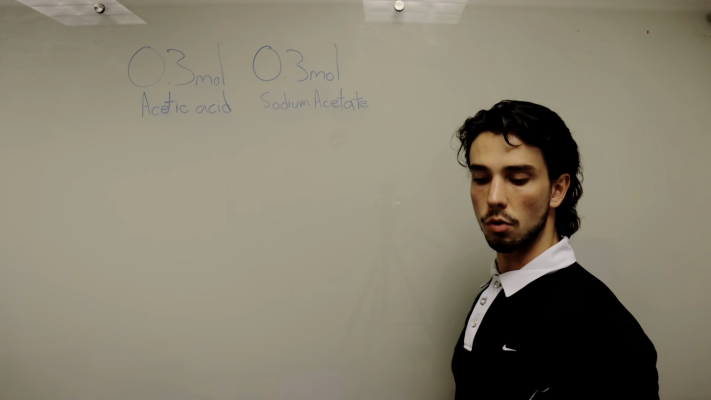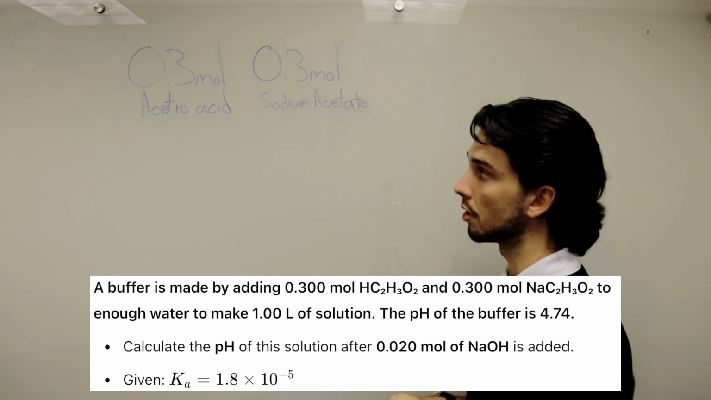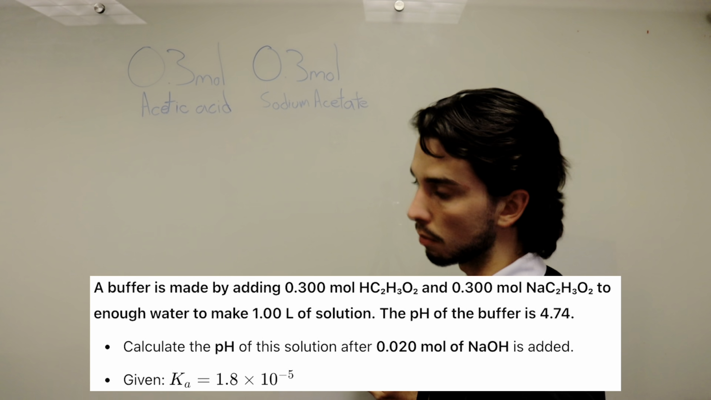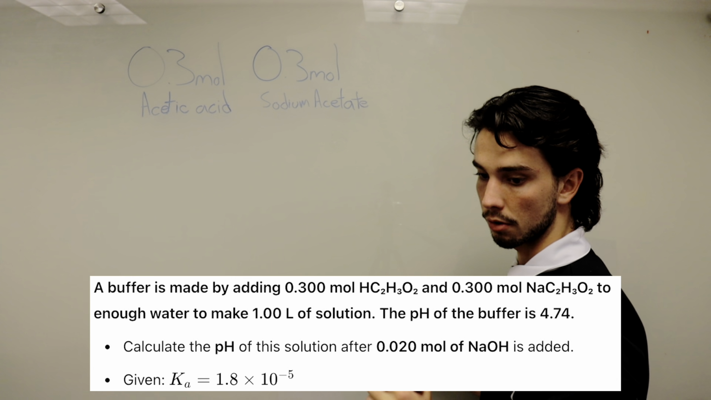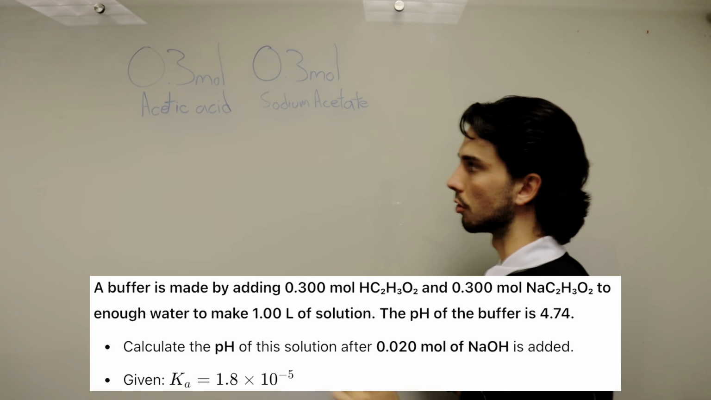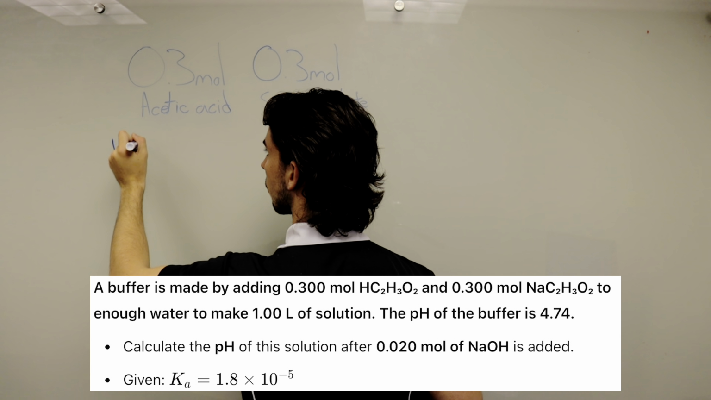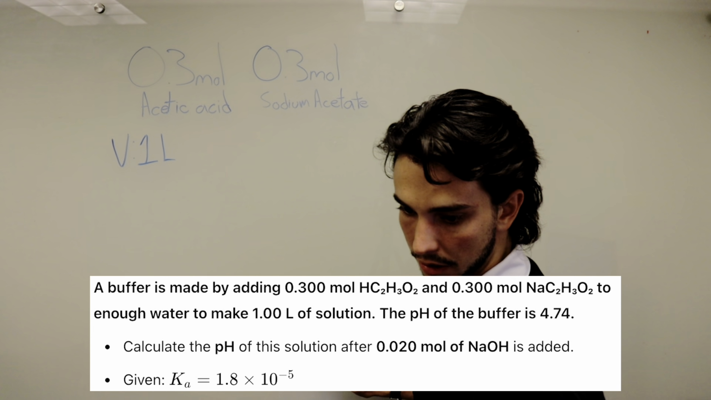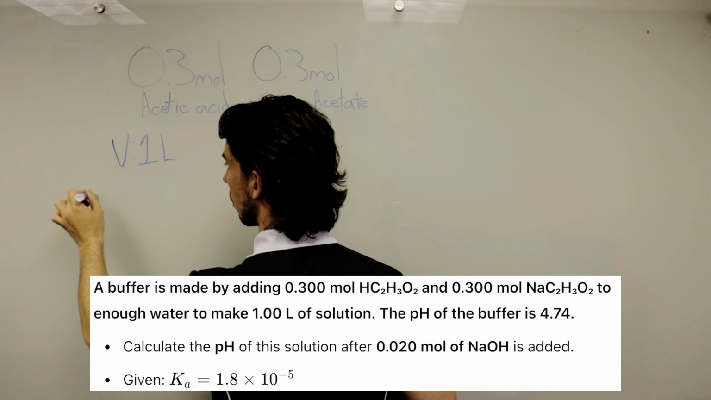Alright, in this question, we're told that a buffer is made by adding 0.3 moles of acetic acid and 0.3 moles of sodium acetate, and it makes enough water to make a 1 liter solution. So let's just start now by writing down our values. We know that the volume is going to be 1 liter, and the pH of the buffer is 4.74.